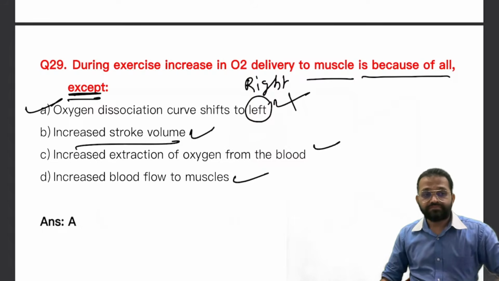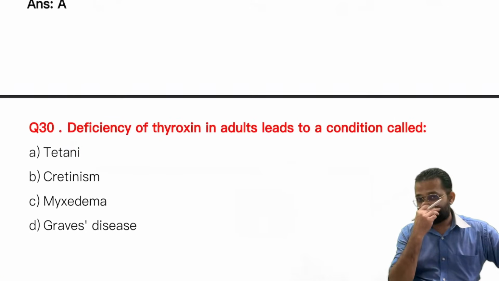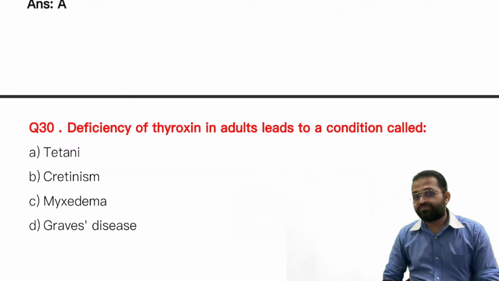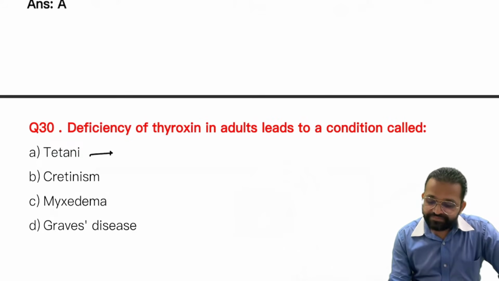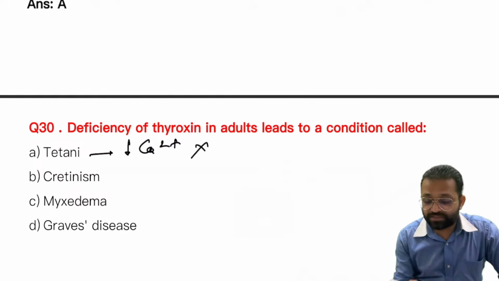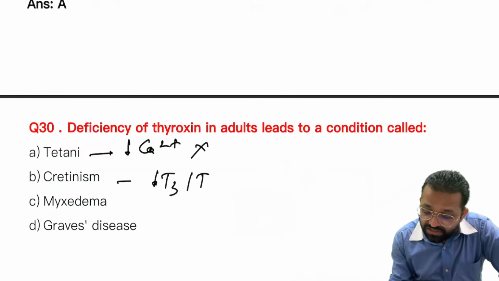Okay. Come to the next. Deficiency of thyroxine in adults leads to a condition called. Tell me. Tetany. Yes. Tetany occurs due to the hypocalcemia. So it is not the answer. Cretinism. Sir, it is due to the decreased T3, T4.